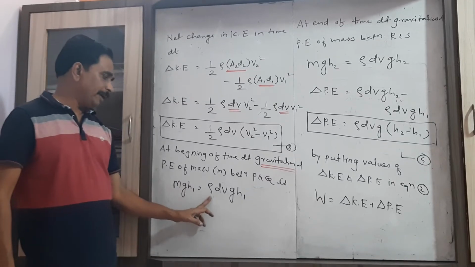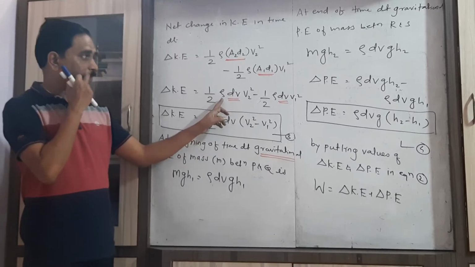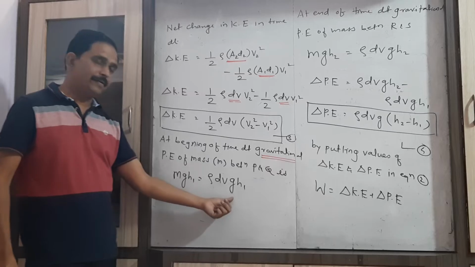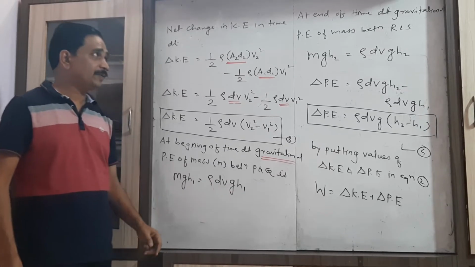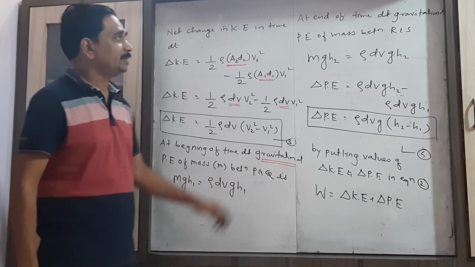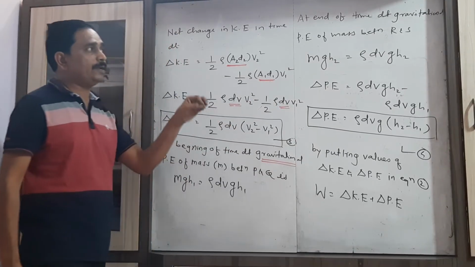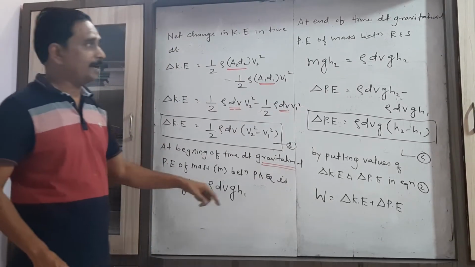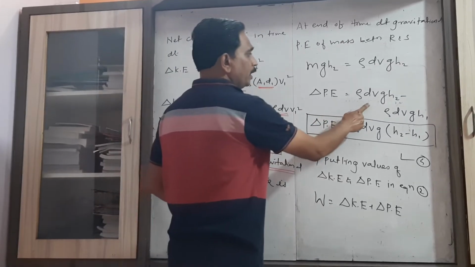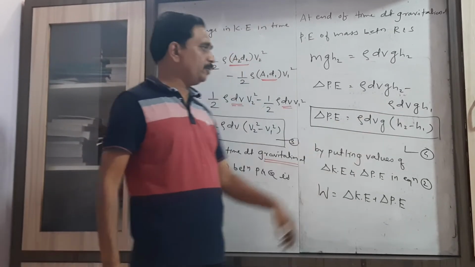So here put the value of mass as rho into dV, and acceleration due to gravity as g, and the height h1. Similarly, gravitational potential energy between R and S is mgh2, which is equal to rho dV g into h2. Now find out the change in potential energy, that is equal to rho dV g into h2 minus rho dV g into h1.